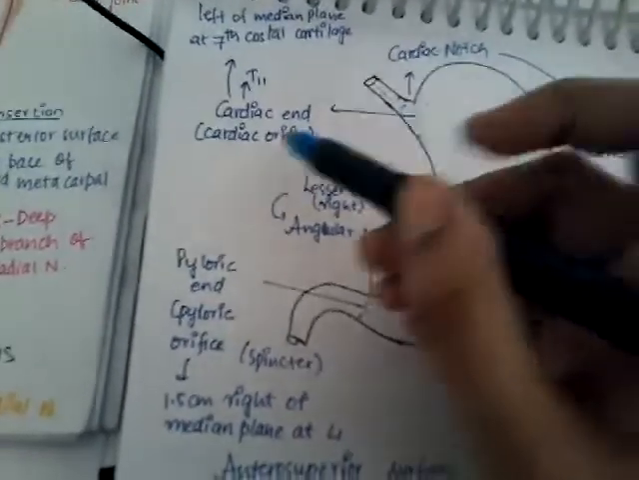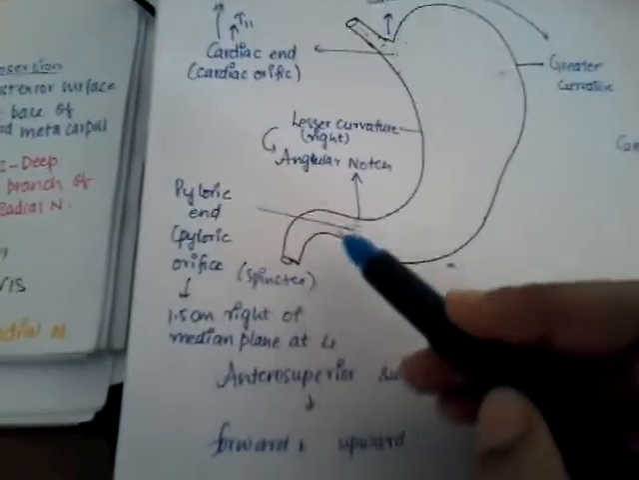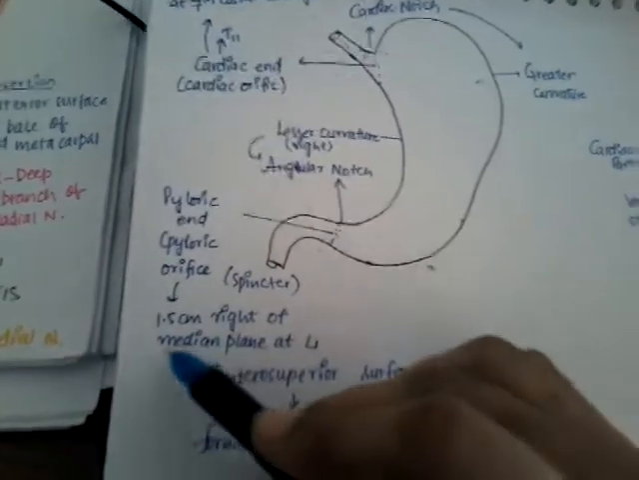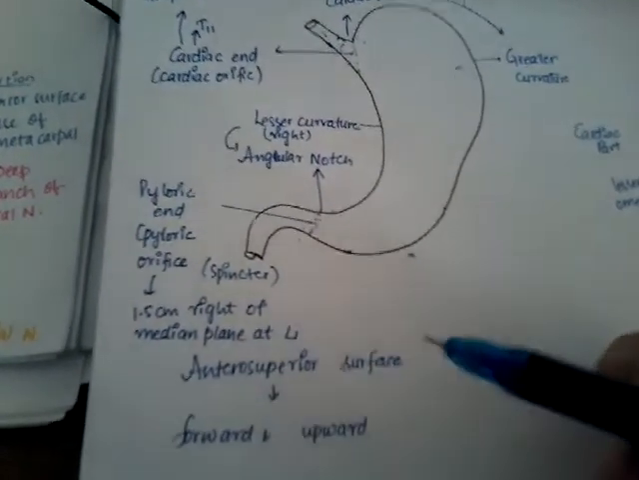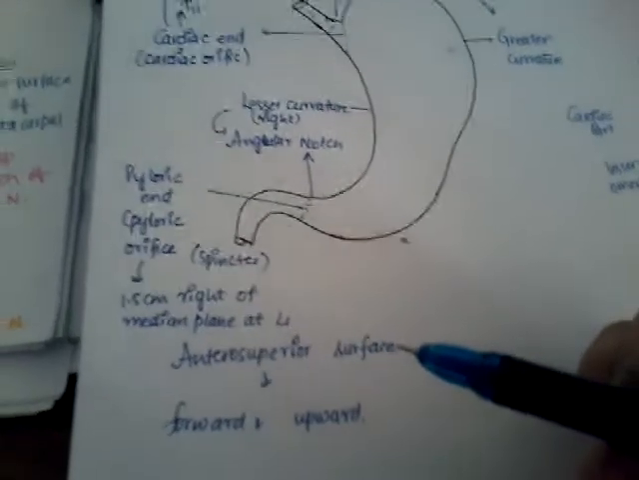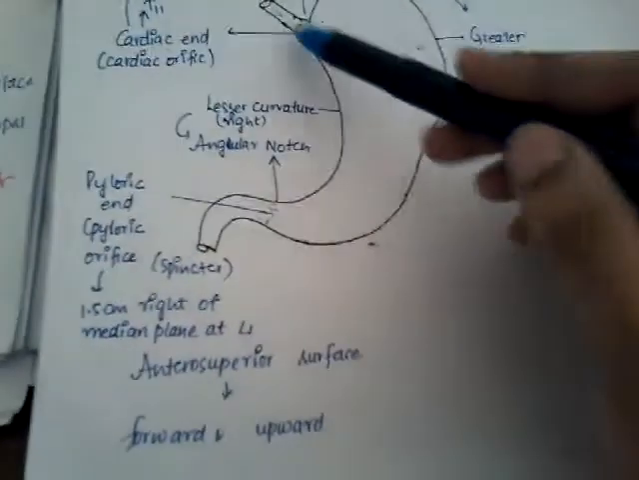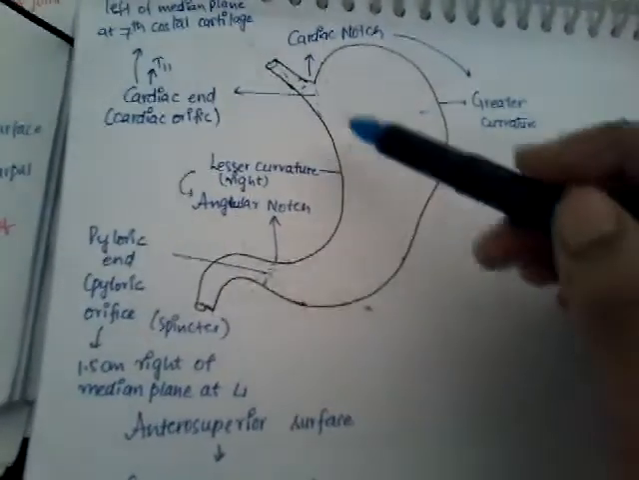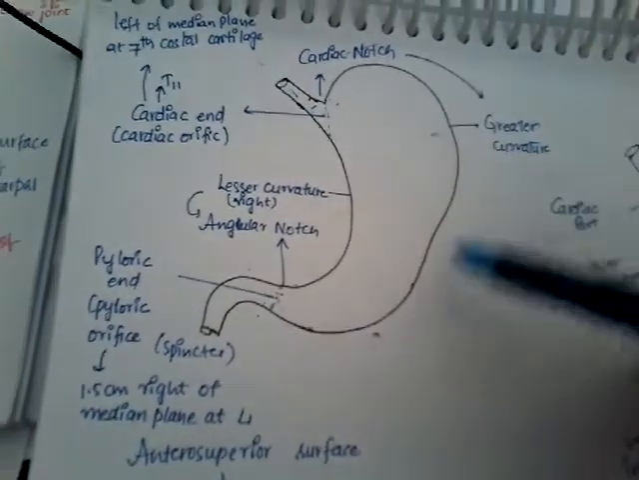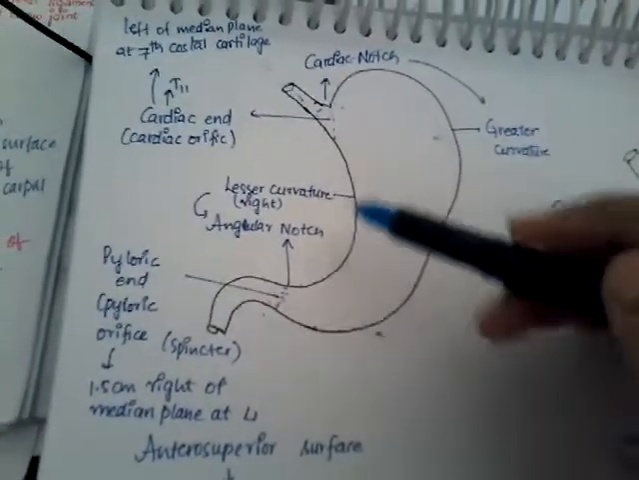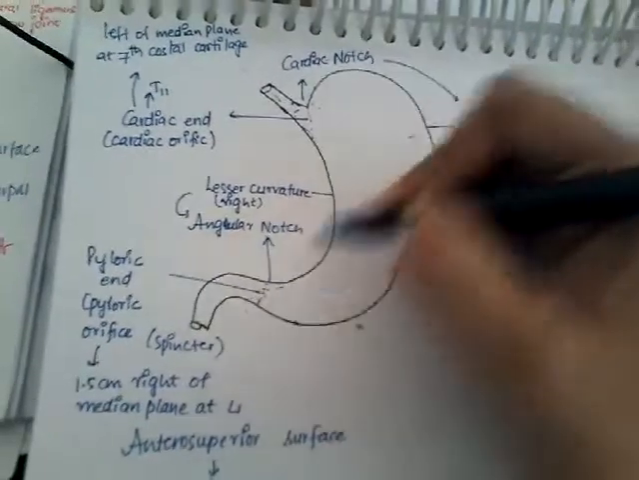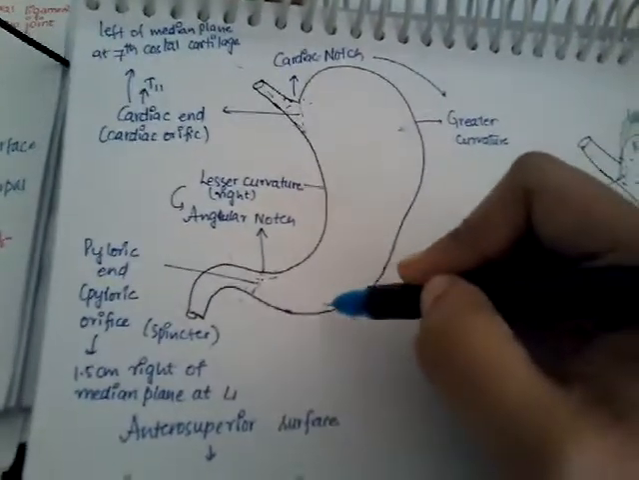The cardiac end corresponds to T11, whereas the pyloric end is 1.5 centimeters to the right of the medial plane, at L1. Then there are the curvatures. Two curvatures, as I have said: a lesser curvature and a greater curvature. The lesser curvature is concave, and the greater curvature is convex.